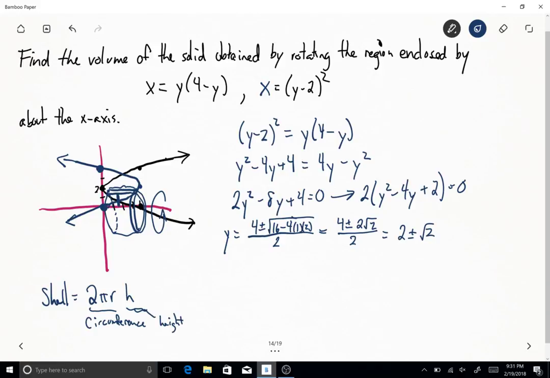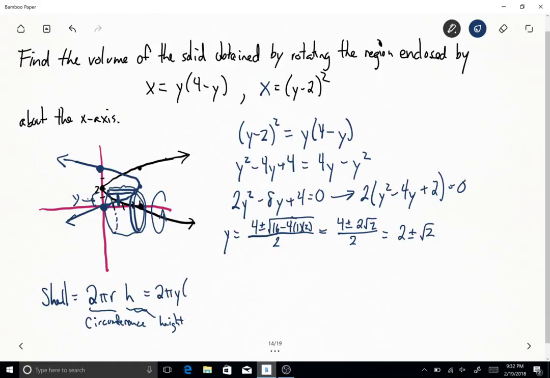Okay, so this is what makes it kind of crazy, right? What's our radius? Well, that's actually not so bad. It's just going to be our y value, because that's our distance from here to here to some random point. That's just y. So this thing should equal 2 pi y. But now here's where it gets crazy.